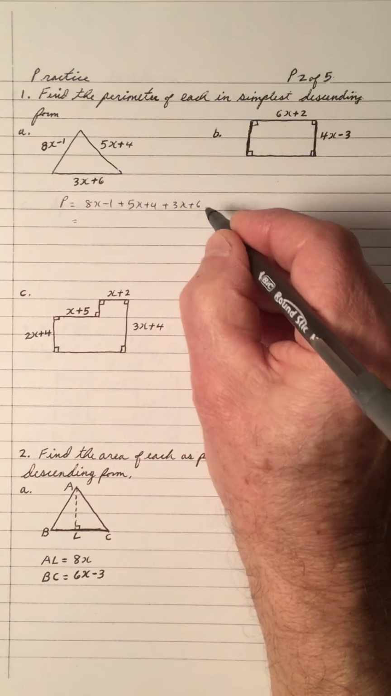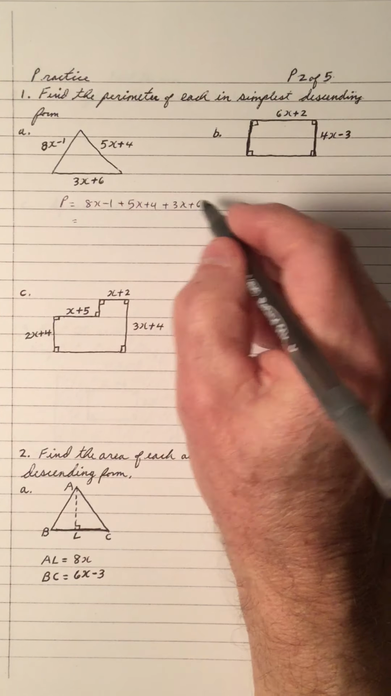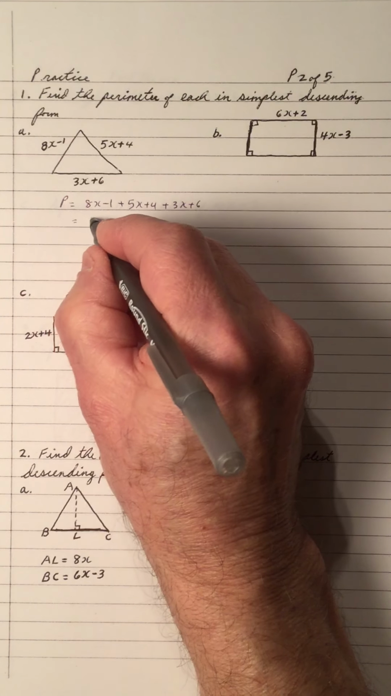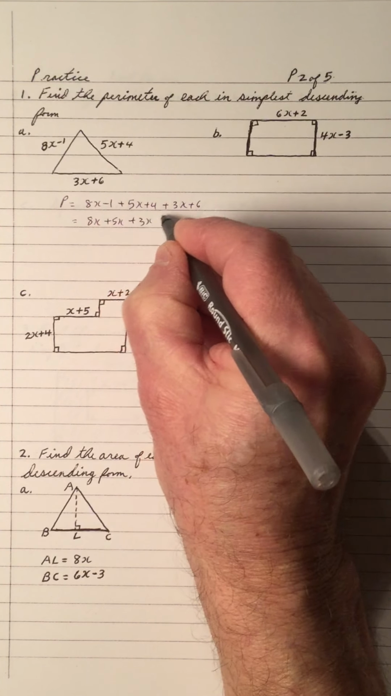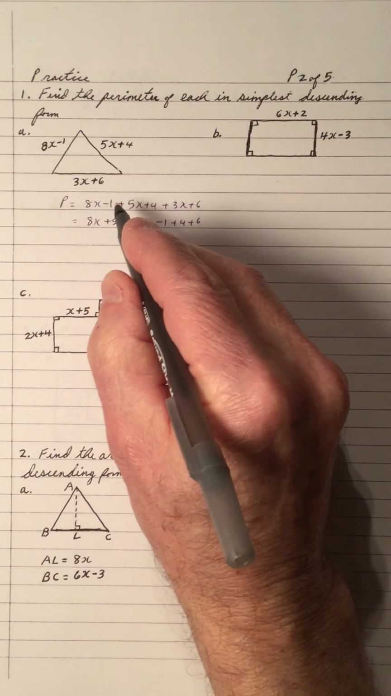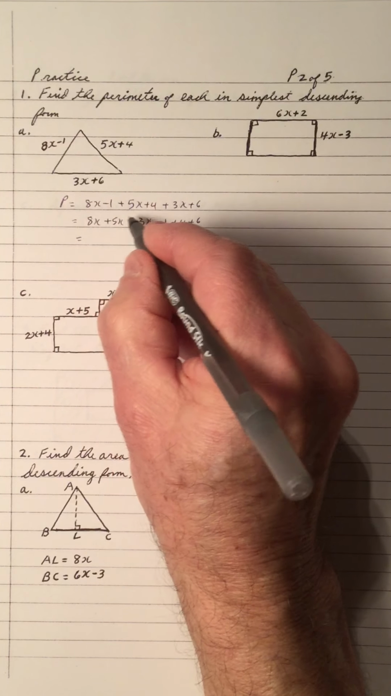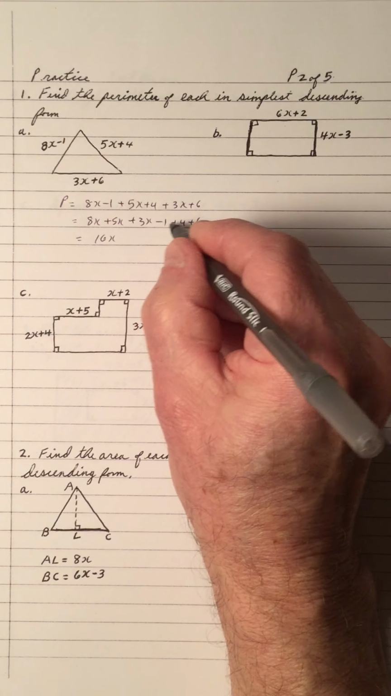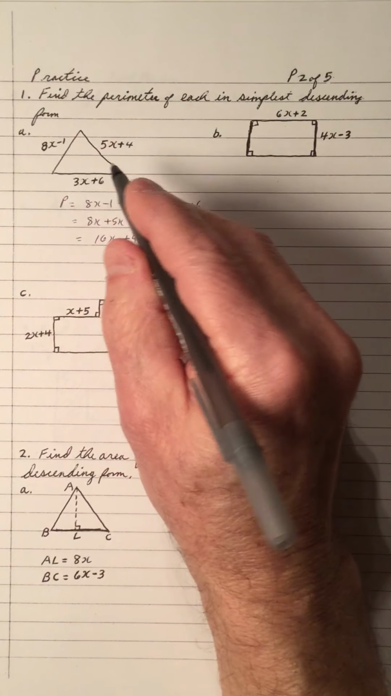Now I could do brackets on all of these, but we're just adding them together, so we don't have to. And we add up our like terms, so I group my x's together and my constants together, and we know that x's go first, constants go last. 8 plus 5 plus 3 is 16x, and 10 minus 1 is 9. So that's the perimeter when you add all these up.